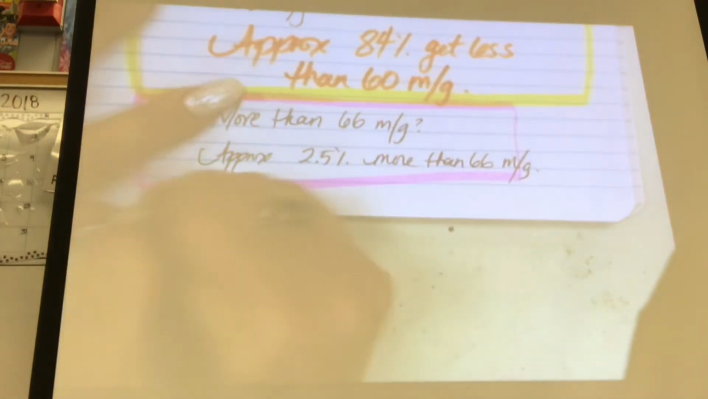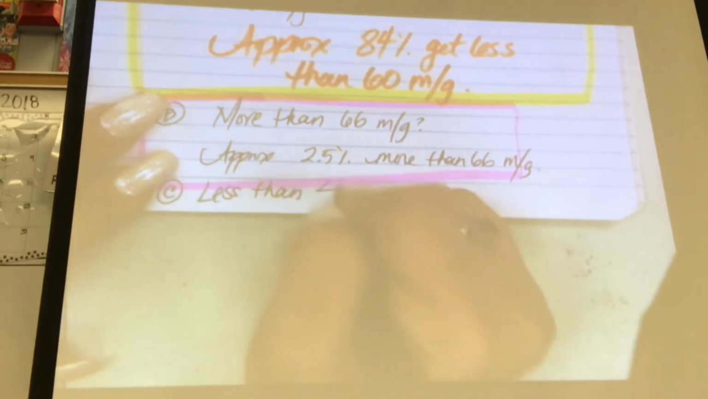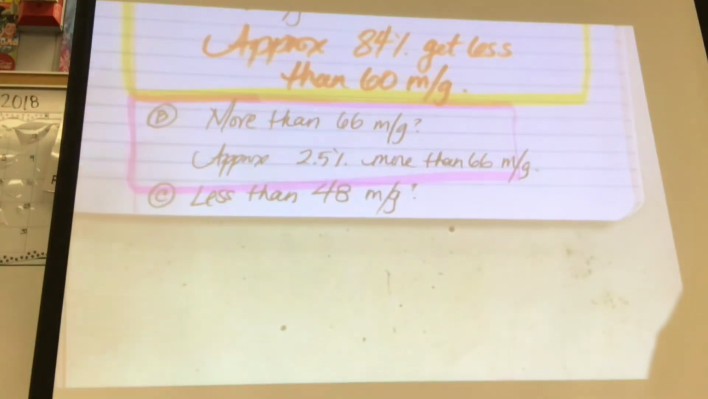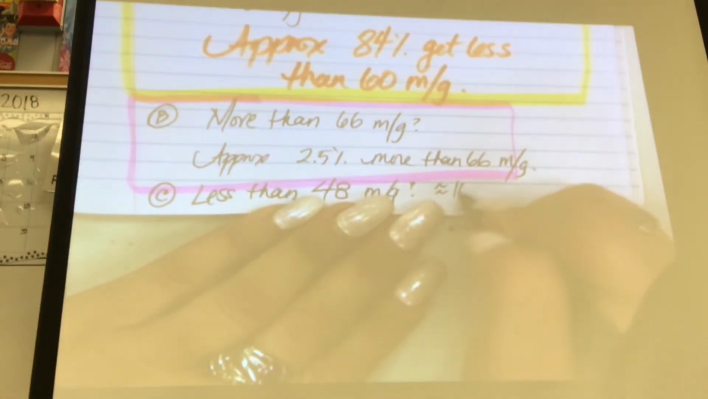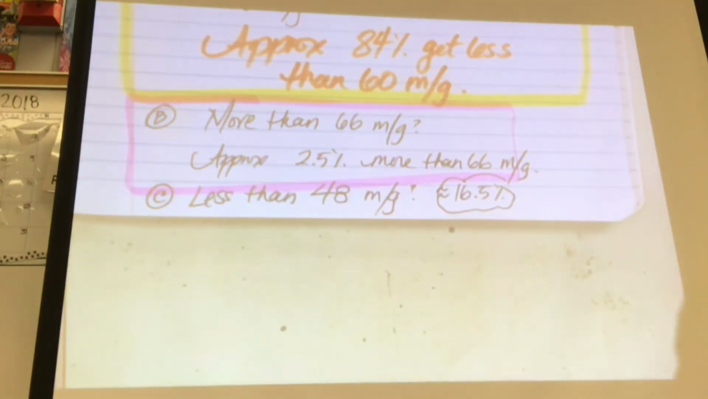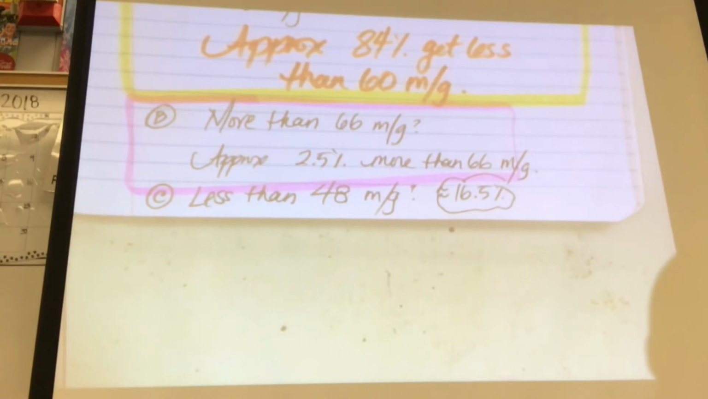Here's your doyo. What percent get less than 48 miles per gallon? 16.5%. Can you guys make sure everybody in your group gets that, please? 16.5%. So Ms. Riad, when you want us to write? It accounts for that missing percent, but only if you include the 2 in. Yeah, otherwise you don't need to.